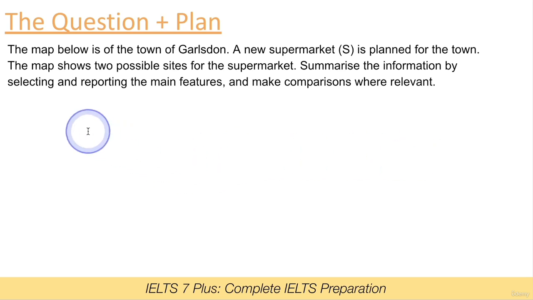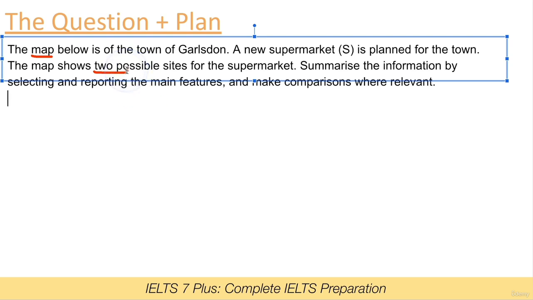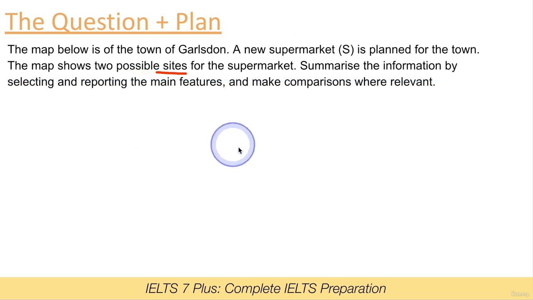Okay, let's dive in a bit deeper. So the map is of a town called Galston. A new supermarket, we can call that S, is planned for the town. The map shows 2 possible sites for the supermarket. So we've got one map, but we are going to look at 2 possible sites. So we're going to compare the sites and report back the features for the supermarket.